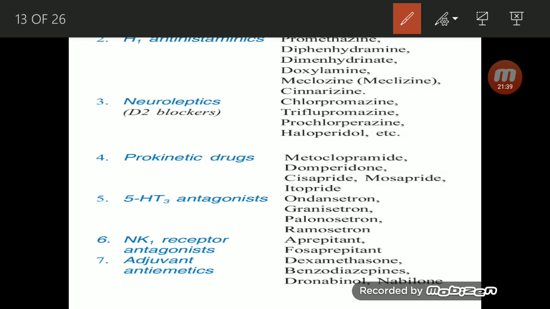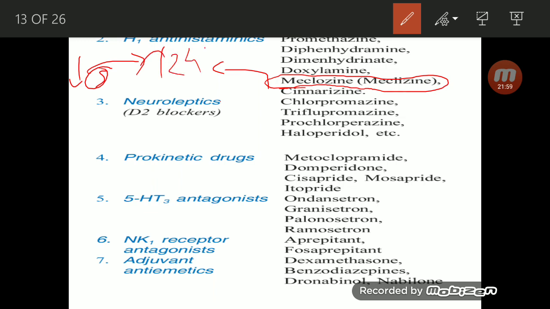And there is another drug which is meclizine. This drug meclizine produces less sedative action compared to other drugs, and its duration of action is very long. It produces a duration of action of around 24 hours, because of which this drug is used for sea sickness. So it is used whenever a person is traveling through the sea.